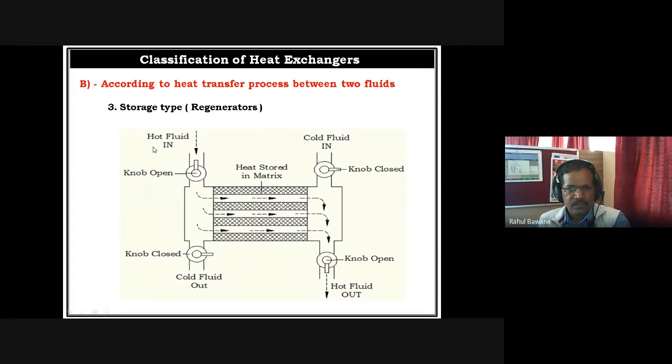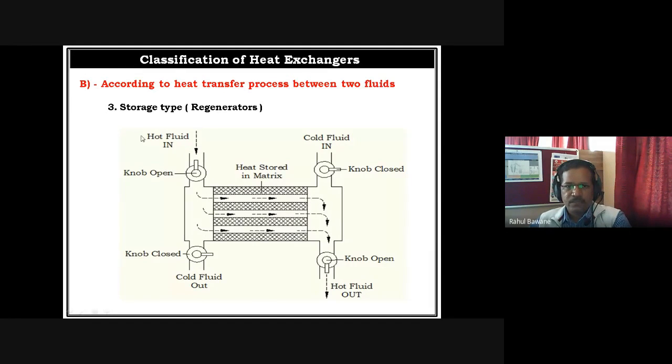Here, as you see, the hot fluid inlet is there with one knob. Then the hot fluid will travel through these channels, and these channels are surrounded with some matrix. It is a metallic matrix or ceramic matrix, and then the hot fluid will move out through this. Again there are cold fluid channels, the cold fluid comes in with another knob, then the cold fluid will move through these channels only and move out here.